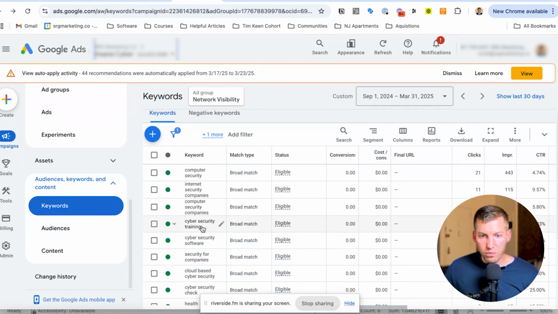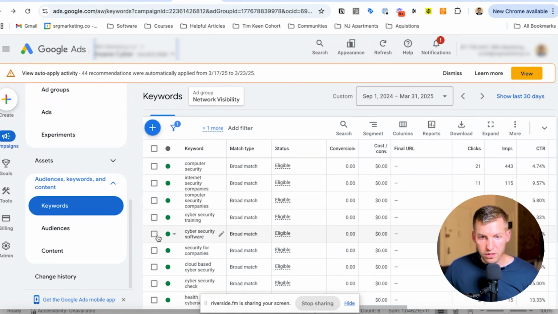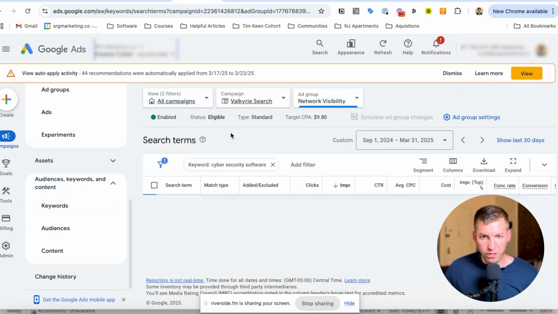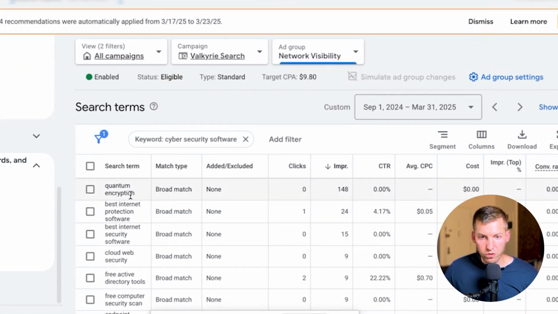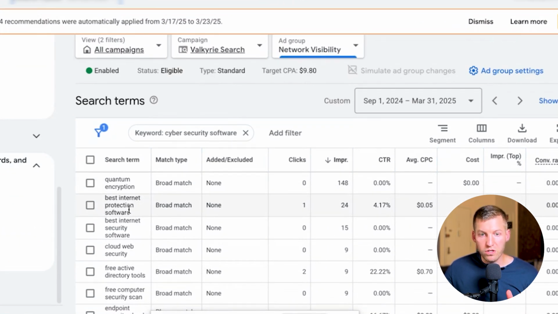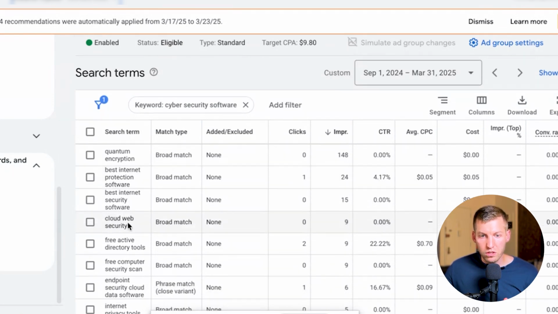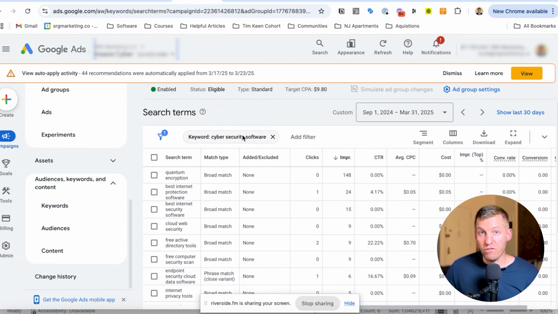Let's look at something a little bit more specific. Cybersecurity software. Again, a little vague, but at least has the word software in it. So let's see. We're showing up for quantum encryption. I have no idea what that is. Best internet protection software. Again, not very specific to what this company is offering. Cloud web security. It relates to cybersecurity software, but the point is we're actually not even showing up for this keyword, right? So even if we thought this was a good keyword, we're not even showing up for that when people search.